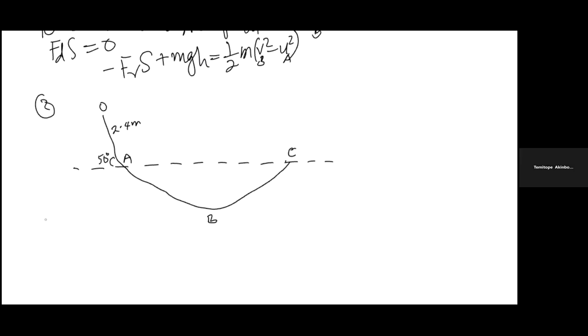A and C are at the same horizontal level. And B is the lowest point of the cross section.